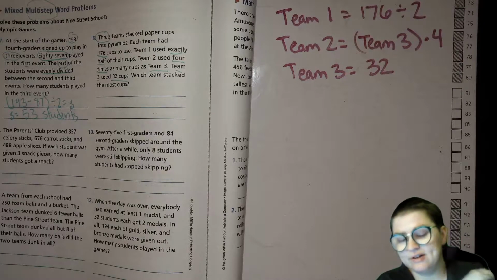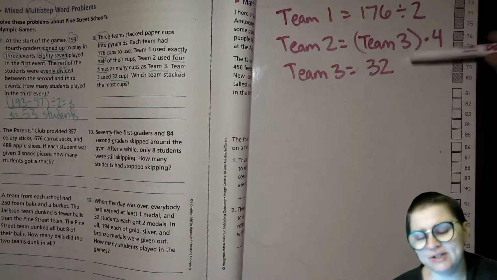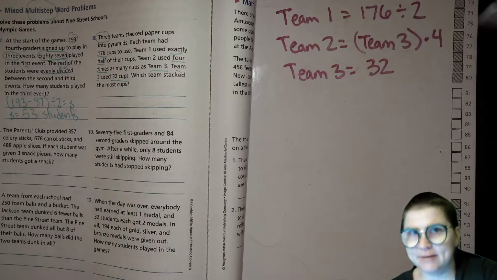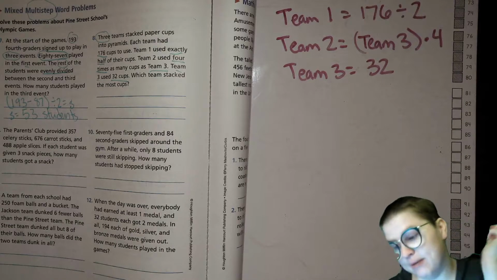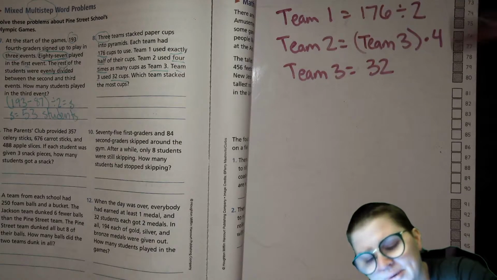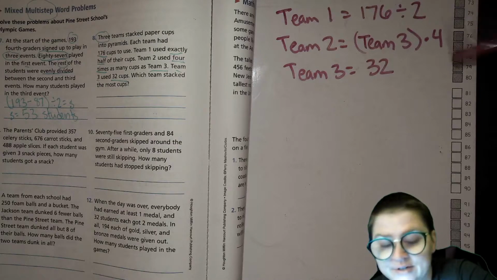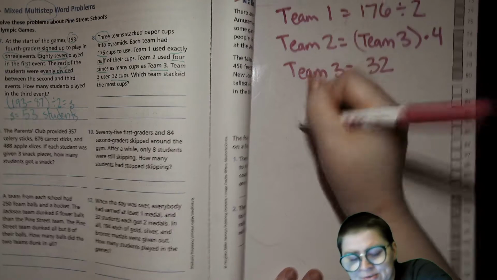Now they're asking us which team stacked the most cups. So we have to figure out how many Team 1 did and how many Team 2 did. And we already know how many Team 3 did, and because Team 2 did 4 times as many as Team 3, Team 3 is kind of eliminated as the team that used the most cups. But we'll compare these two after we figure it out. So let's start with 176 divided by 2.